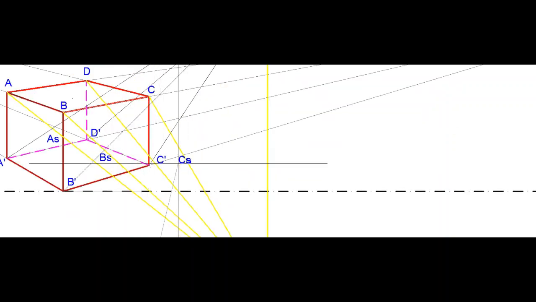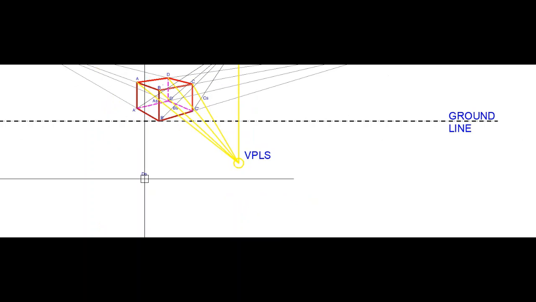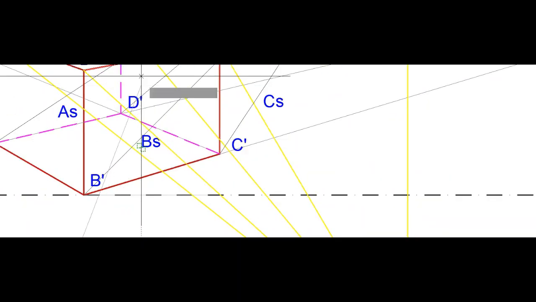Then C, and this CS is the shadow point of C, and DS is the shadow point of D. So we have got AS, BS, CS and DS. These are the shadow points of A, B, C, D. And the line joining these four points, AS, BS, CS and DS, will be the shadow of A, B, C, D on the ground. And when we take the lines A dash and AS, B dash and BS, C dash and CS, and D dash and DS also, then holistically this will be the shadow of the whole cuboid on the ground.